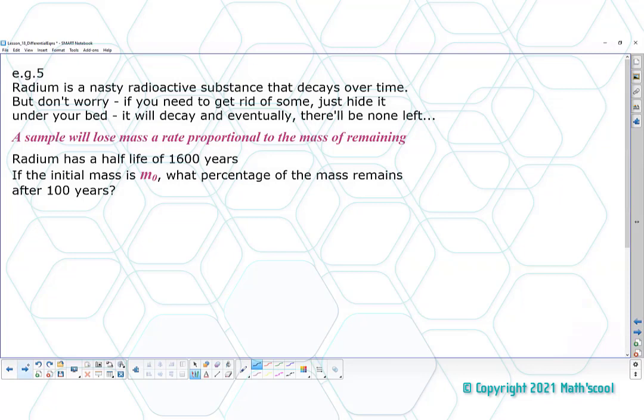Radium is a nasty radioactive substance that decays over time, but don't worry, if you need to get rid of some, just hide it under your bed. It will decay and eventually there'll be none left. A sample will lose mass at a rate proportional to the mass remaining. Radium has a half-life of 1600 years.